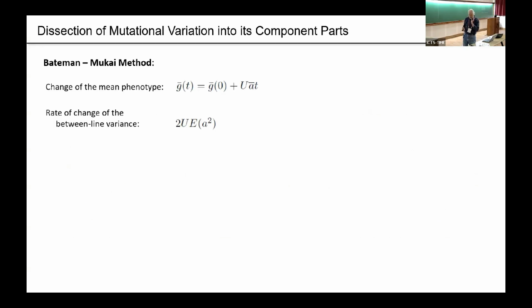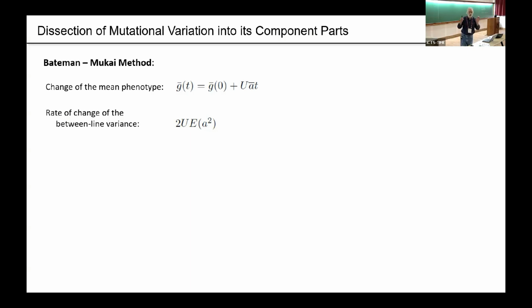So one problem with the mutational variance is it's a composite measure, and it doesn't really tell us what the components are, the mutation rate per locus or the average effect. And so people have put a lot of thought into how to get these estimates, and Bateman and Mukai first came up with this clever idea many, many years ago, and they were studying the evolutionary genetics of viability in fruit flies.